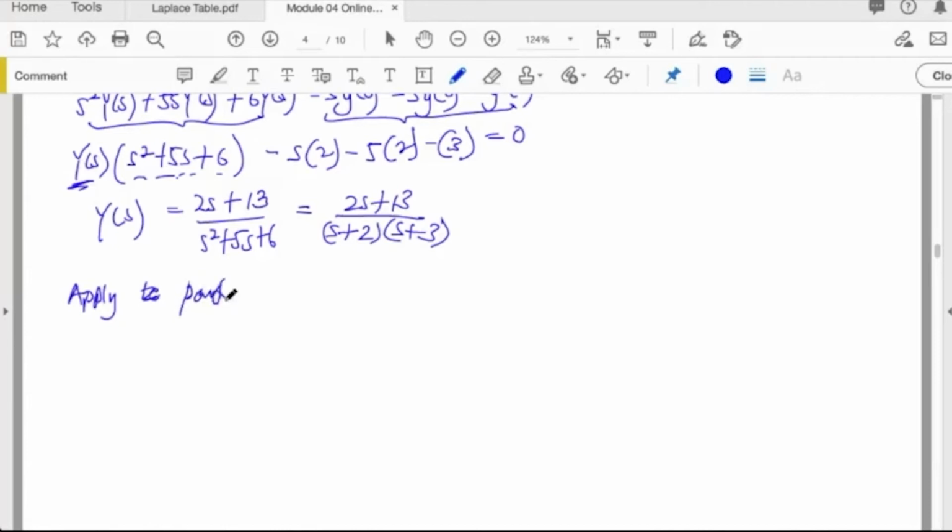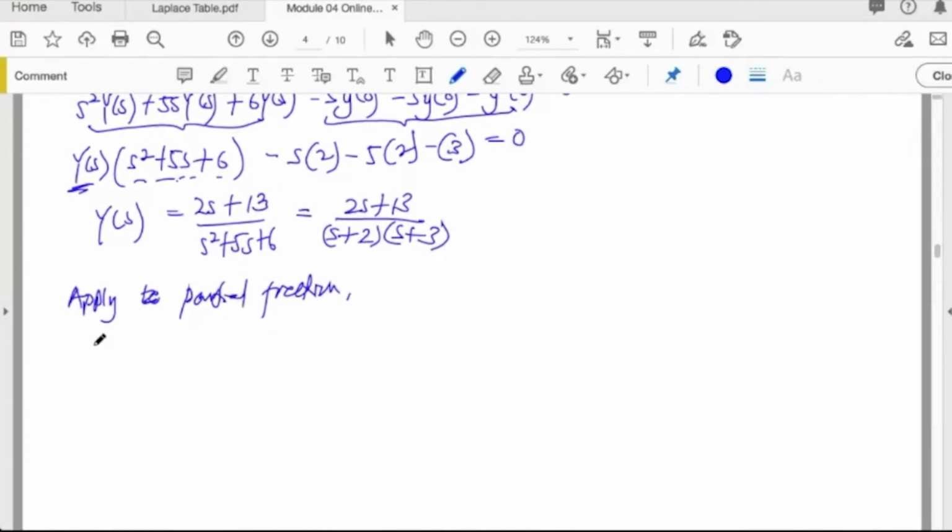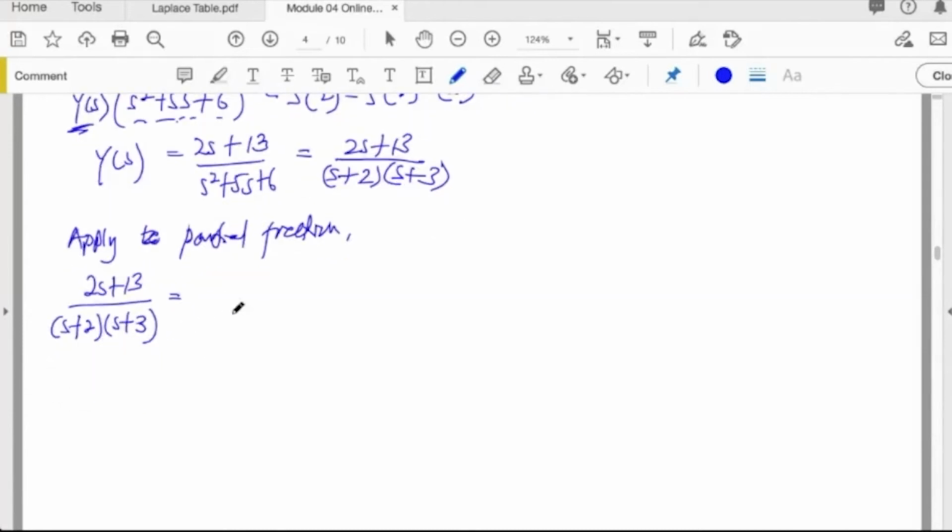Okay, so we have (2s plus 13) over (s plus 2)(s plus 3). So if we apply partial fractions, we split this into two parts, the denominator. One is s plus 2, and the second part is s plus 3. Okay, so you look at the denominator, the highest power is 1, so you only have a single coefficient. If we take up here A, so the other part will become B.